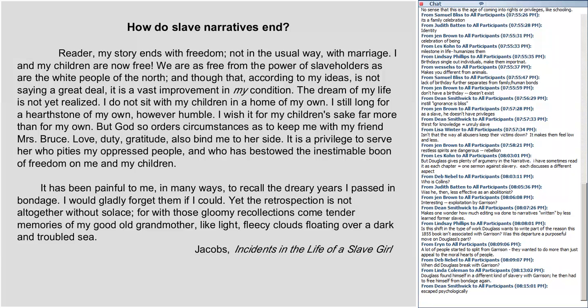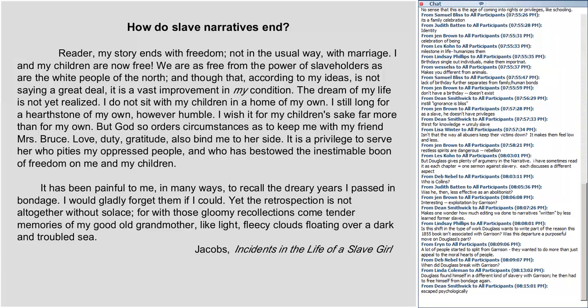Then the ironic qualifier, we are as free from the power of slaveholders as are the white people of the North. And though that, according to my ideas, is not saying a great deal, it is a vast improvement in my condition. Then notice what she really wants. It's not just freedom she wants. She wants a home of my own. I do not sit with my children in a home of my own. And I stress the my own because she says it three different times in the next two sentences. I still long for a hearthstone of my own. I wish it for my children's sake far more than for my own.